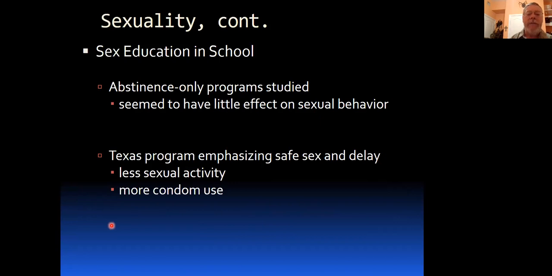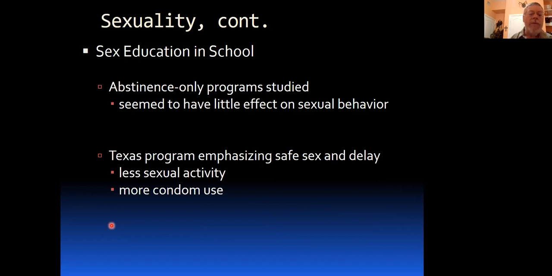That said, there have been attempts also to influence behavior and values. So in some schools, they tried abstinence-only programs. And what they drilled into the students is do not say no, or just say no. What they found is abstinence-only programs had little effect on sexual behavior of adolescents.